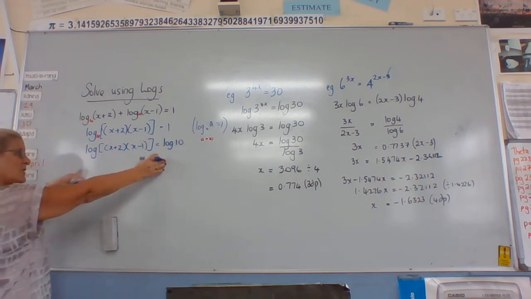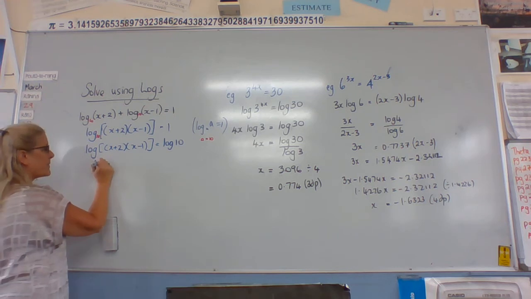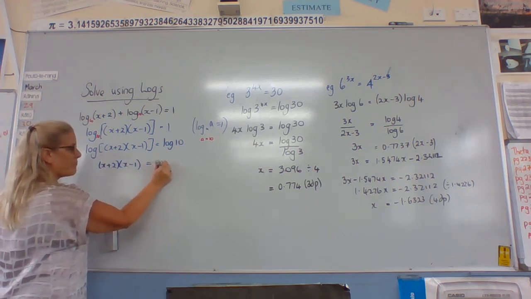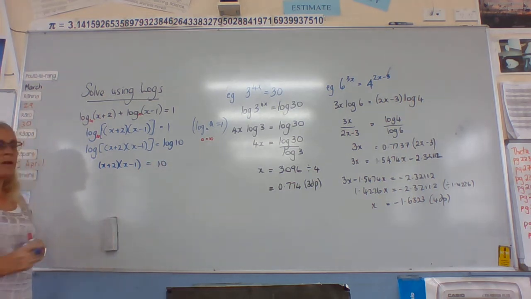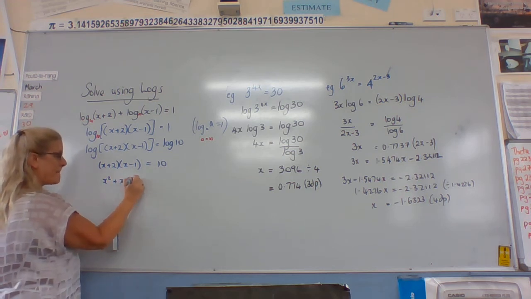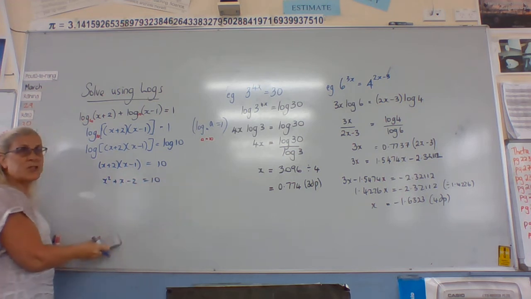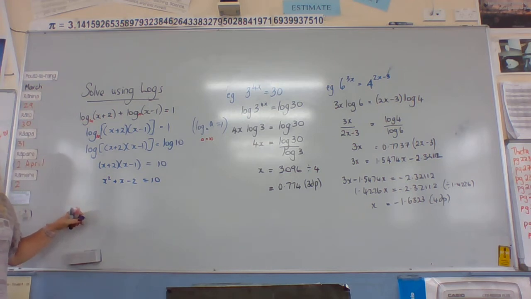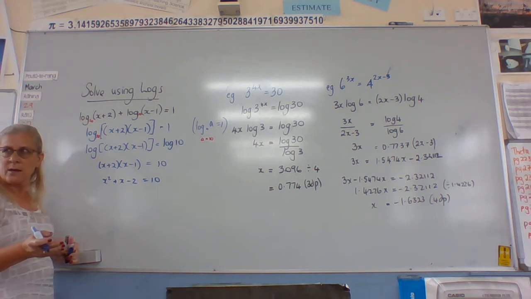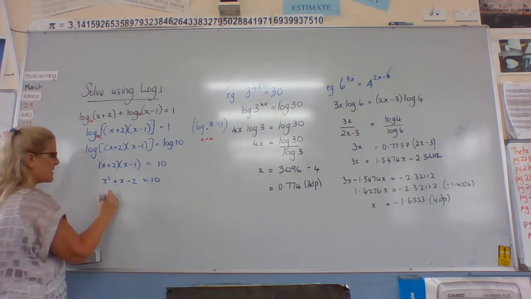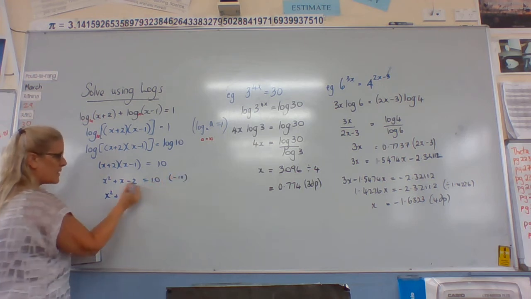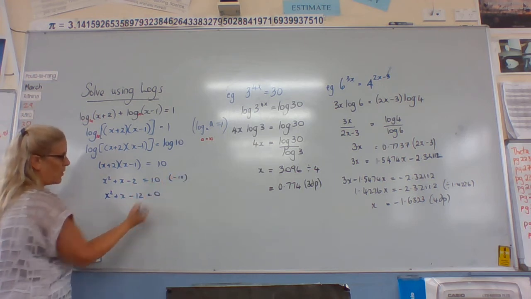Scrap the logs, undo the logs, rub them out. Gone. Multiply out. What do we do with quadratics? We solve them by making them equal 0. We actually haven't done that lesson, but I would have thought you'd know from last year. So we have to take away this 10. So we're going to get negative 12 equals 0.